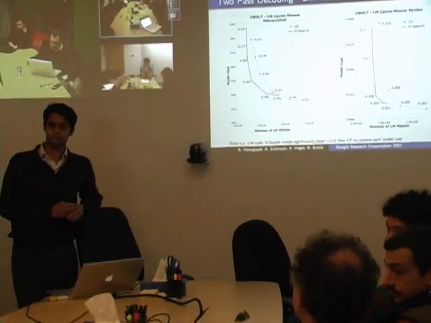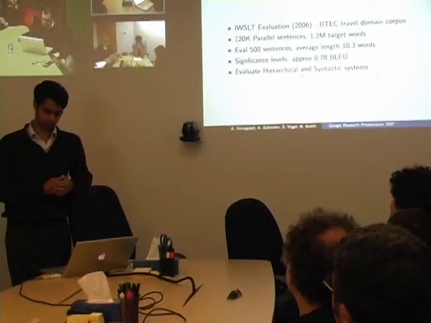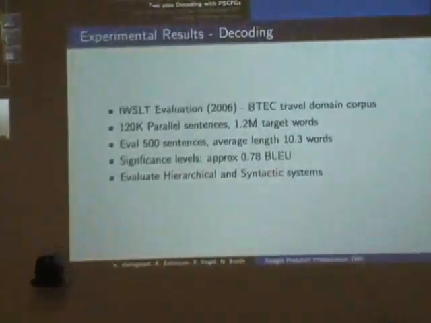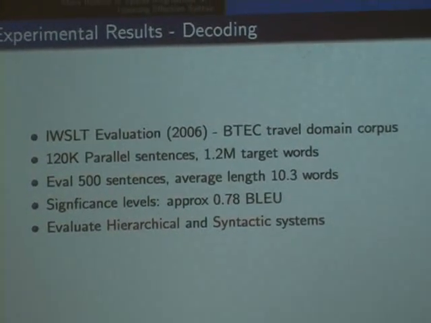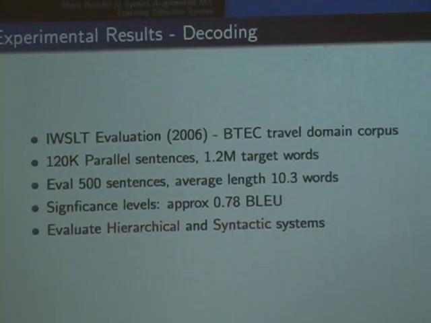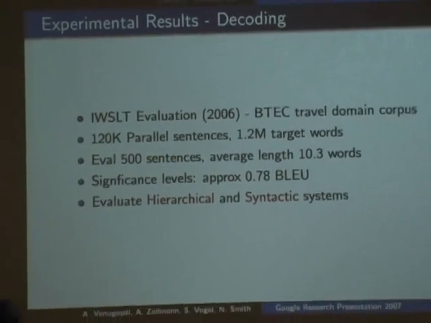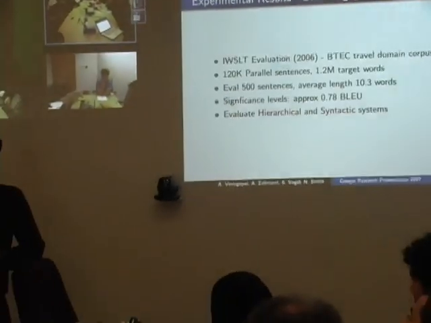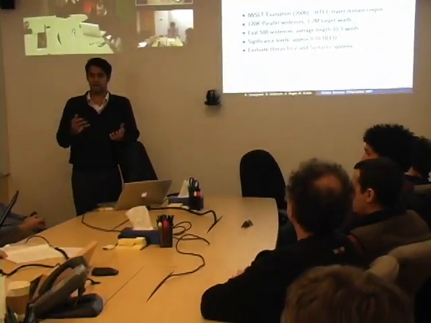I'm sorry, can you please go back to the previous slide? You mentioned that the significance level is 0.8 blue score. What does that mean? There are methods to try to evaluate the significance level. So when is the system really different from another system? It's done by sampling. You sample the range of blue scores that you can get if you change your data set. And so it's about 0.78. The idea here is that you say one system is really better than another system if it's got a 0.78 difference. But there's a lot of controversy as to whether that's a valid thing to evaluate.